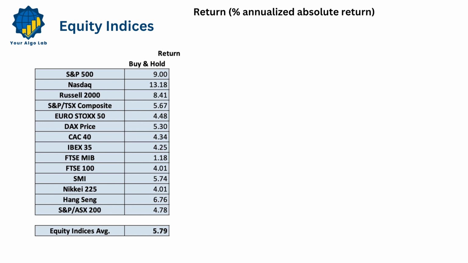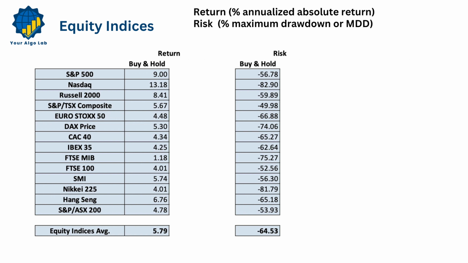Here is our table of maximum drawdowns for the buy and hold strategy. For example, during the testing period, the S&P 500 experienced a maximum peak to trough loss of 56.78%. The Nasdaq saw a peak to trough loss of 82.90% during the dot-com bubble.